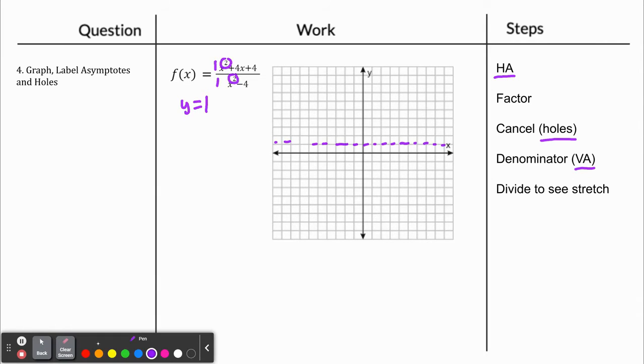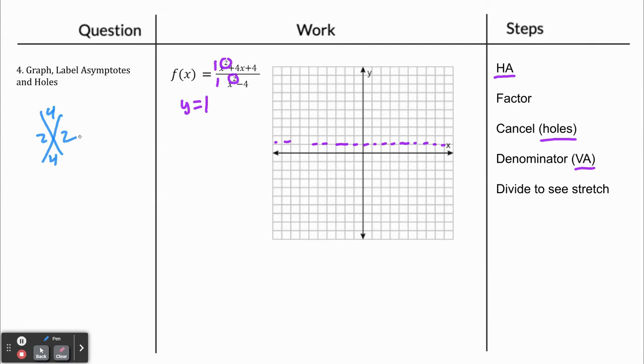Next up, I'm going to factor this to help me find any vertical asymptotes or holes. In the top here, if I look for the numbers that multiply to 4 and add to 4, I get 2 and 2. So I get x plus 2 times x plus 2. On the bottom here, I have x squared minus 4.